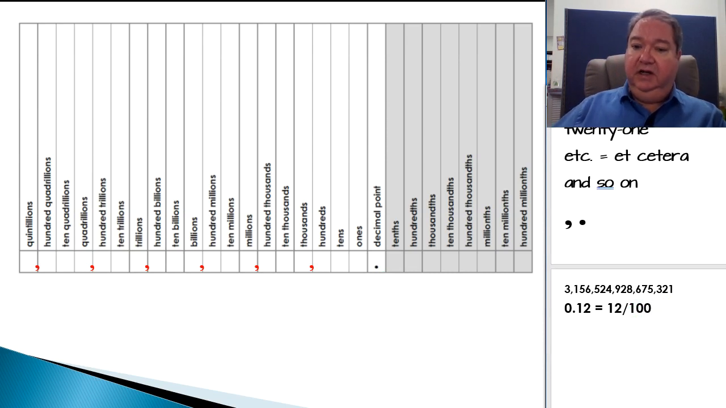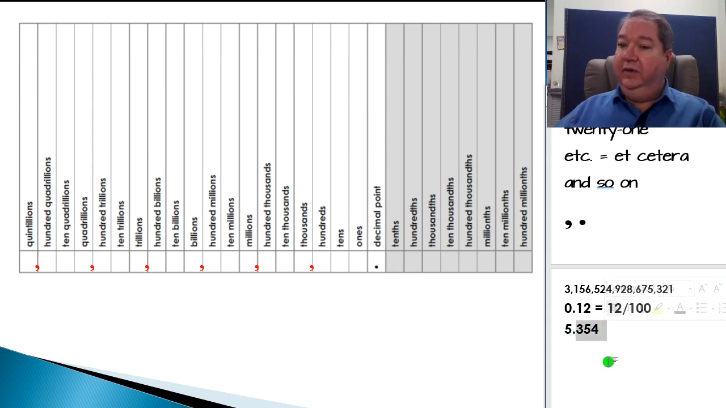Now, when we read a number like this, let me put a bigger number here. Let's not get too crazy on the left side, okay? But let's do a little bit here. So let me just take a small number, 5.354. What do we say when we get to the decimal point? 5 and, then read this how it's written. 5 and 354, just like we would normally read that number.